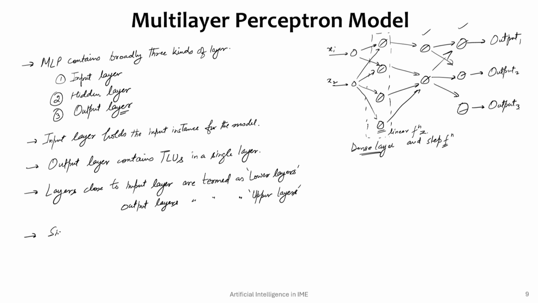Now the signal flows only in one direction. What this means is you start computing from left to right in this model. Then it is known as a feed forward neural network, FNN.